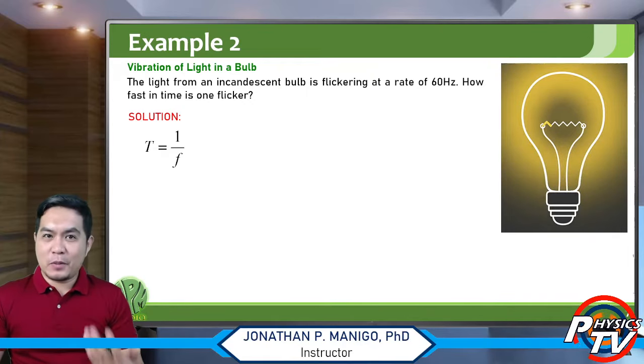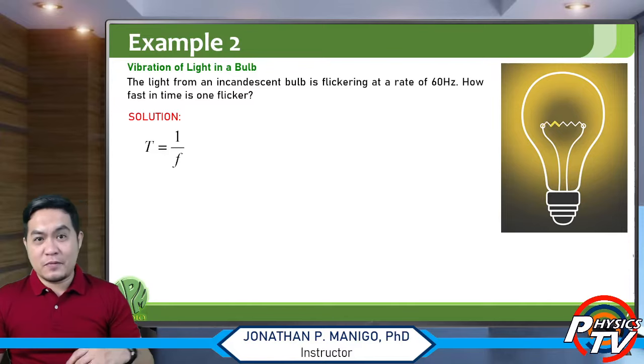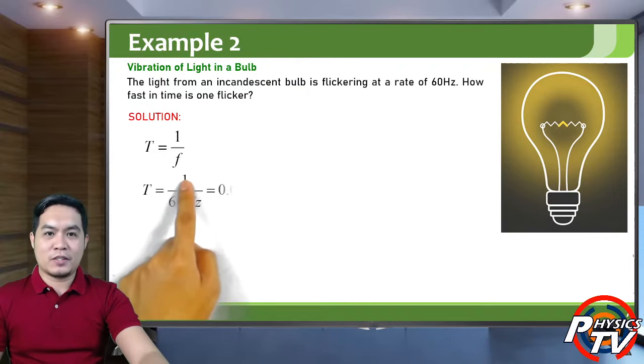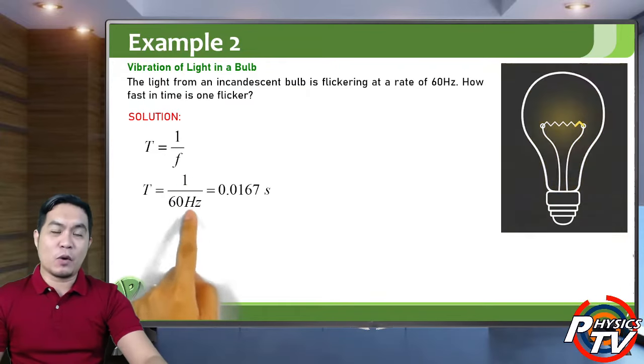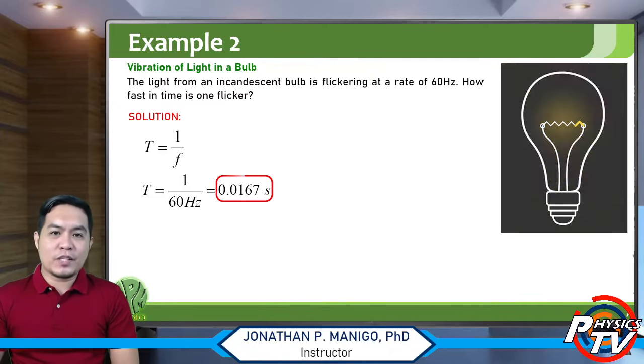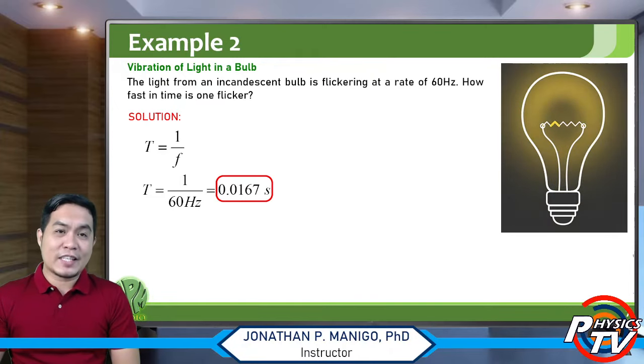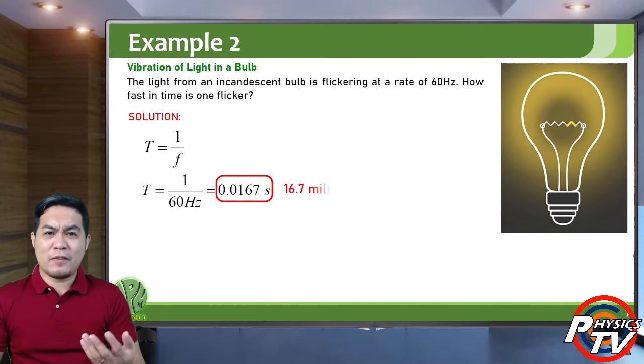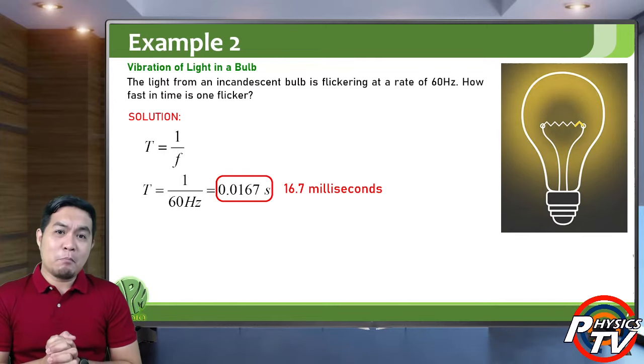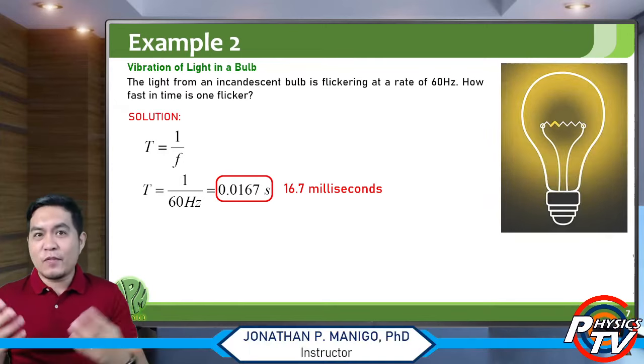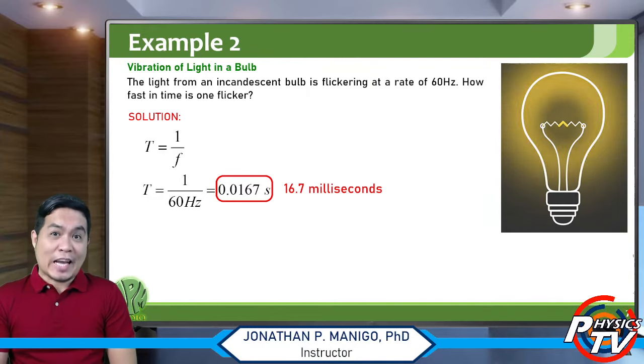Since the frequency is the inverse of the period, the period is the inverse of the frequency. We already know the frequency is 60 hertz. So 1 over 60 hertz is 0.01667 seconds. This is a very fast time, 16.7 milliseconds. It's actually too fast for our eyes to detect.